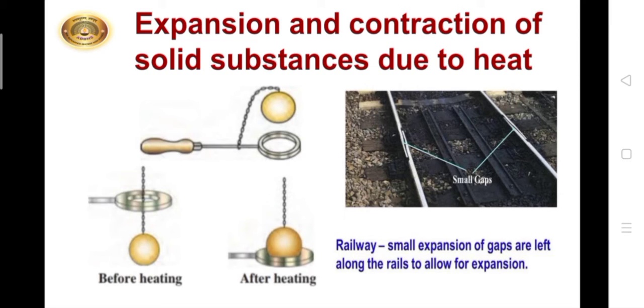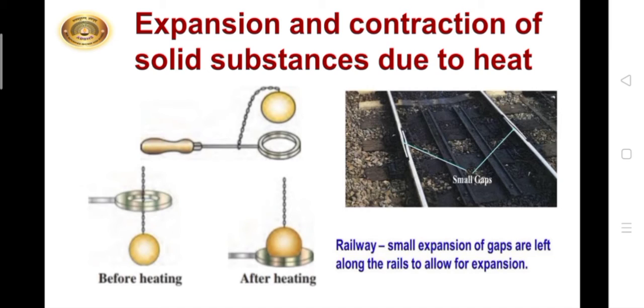Now, expansion and contraction of a solid substance due to heat. Metals expand on heating. There is an activity to show this. Take a metal ring and metal ball of such size that the ball just passes through the ring. Heat the ball and check whether it passes through the ring. Now let the ball cool and check whether it passes through the ring.